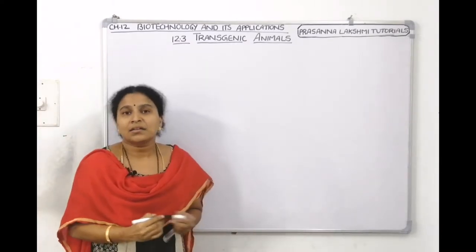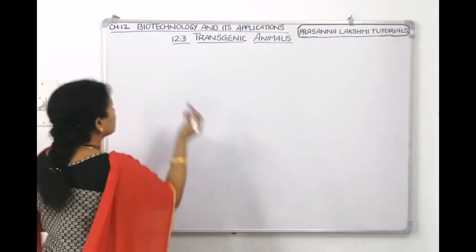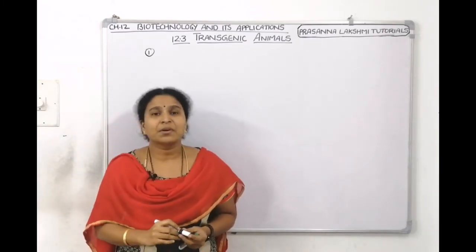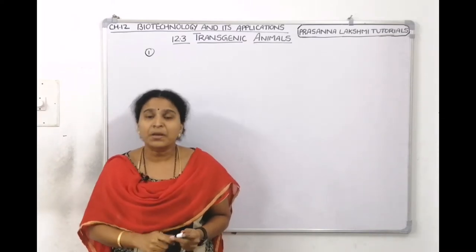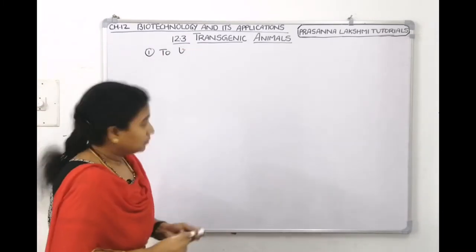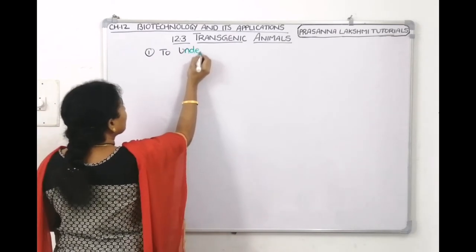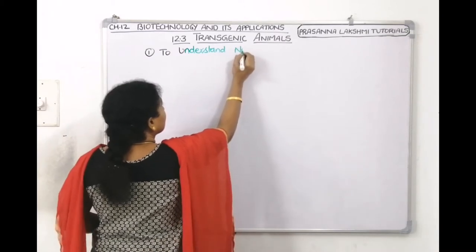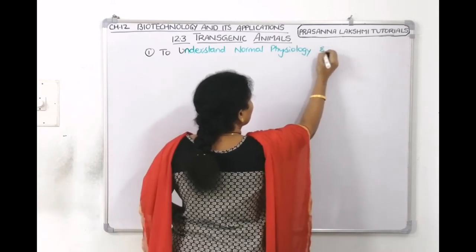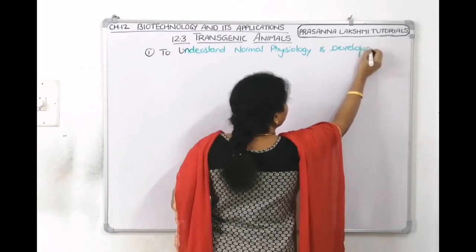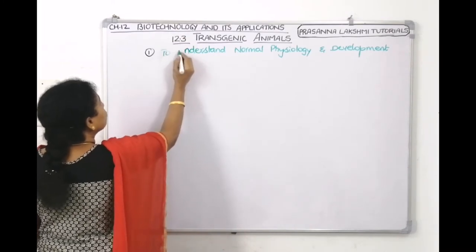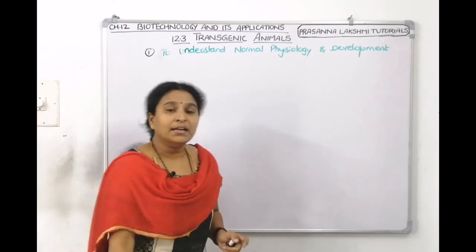Now, why are the transgenic animals produced? What are the advantages? The first advantage is, transgenic animals are produced to understand normal physiology and development.